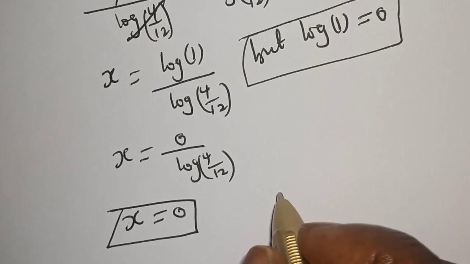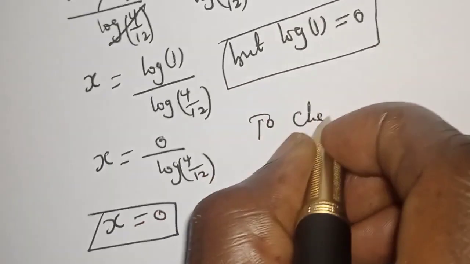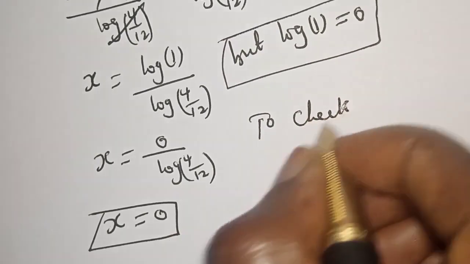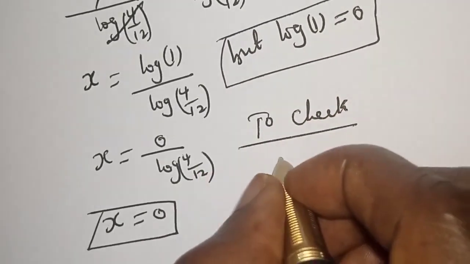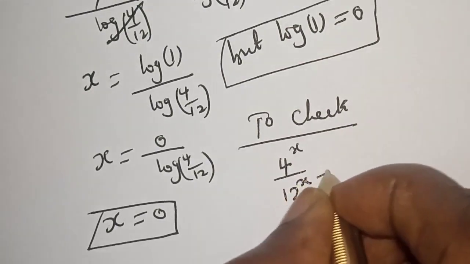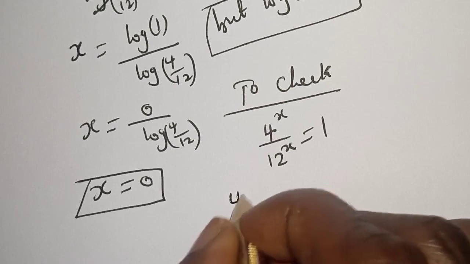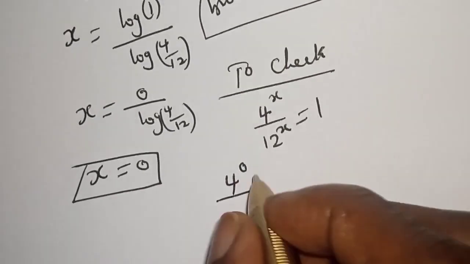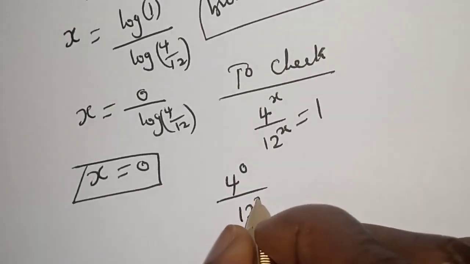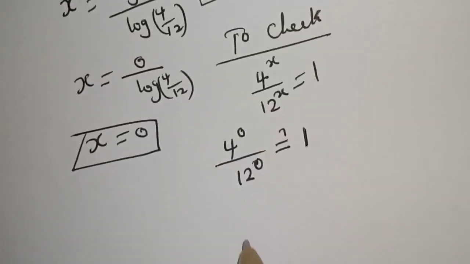We can check to confirm if our answer is right or wrong. Let's check. To check, we have the given equation 4 raised to power s divided by 12 raised to power s is equal to 1. When s is 0, this is 4 raised to power 0 divided by 12 raised to power 0 must be equal to 1.